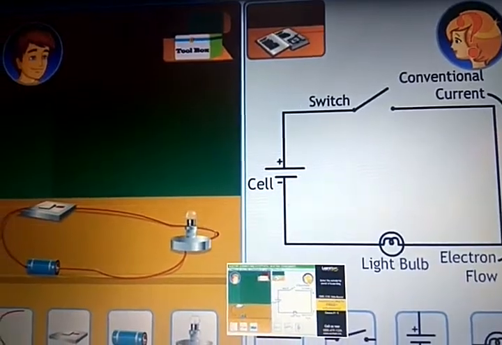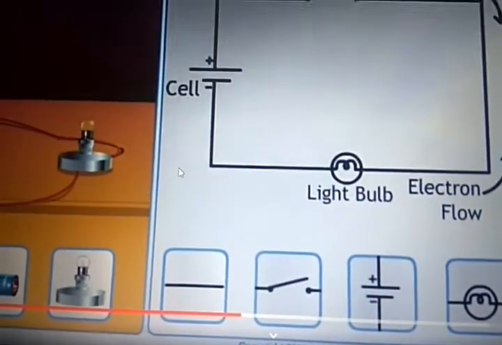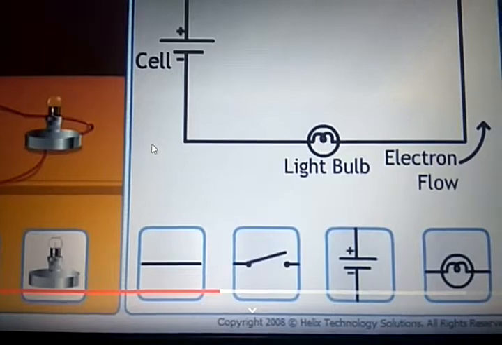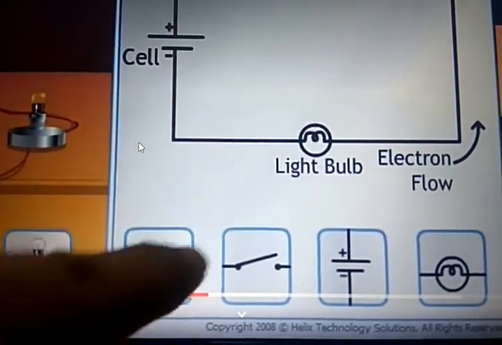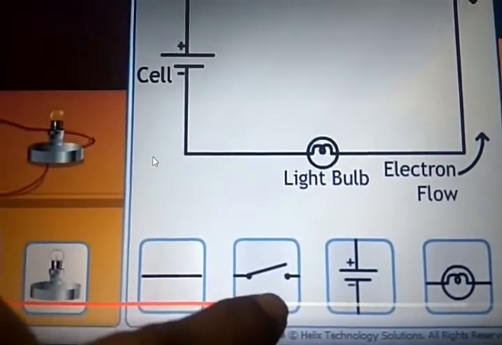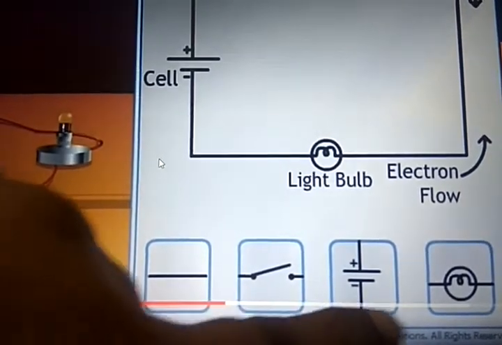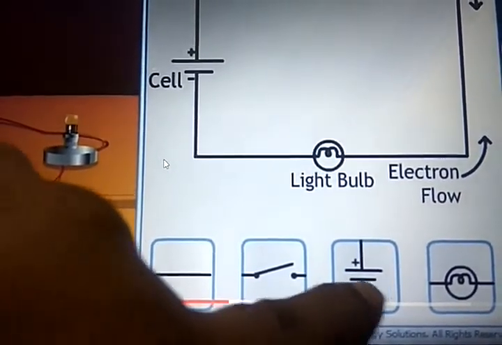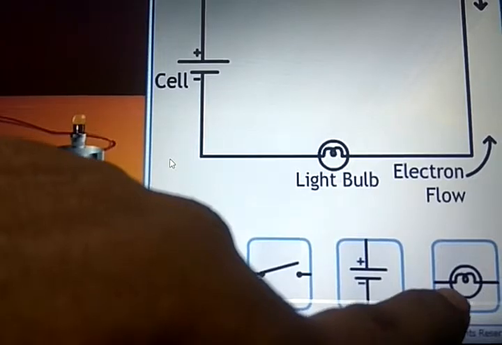Okay. Dear students, these are the different symbols of electric component. The first one is electric wire, switch, battery or cell. This is cell. Okay, and this is bulb.